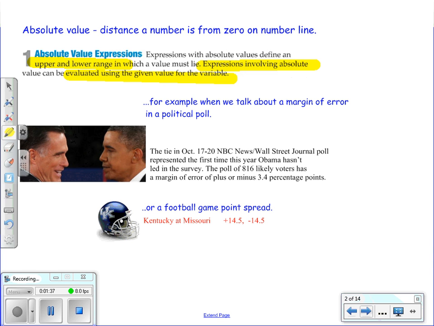So for instance, we have our political polls, right? And right now it's tied. But it also says the poll of 816 likely voters had a percentage of error plus or minus 3.4%. So say it was a tie at 50-50, it actually could be that one of these guys is ahead or behind by 3.4 percentage points. Football game point spread, Kentucky, Missouri is 14.5 points right now. So again, we could use absolute value for those kinds of problems.